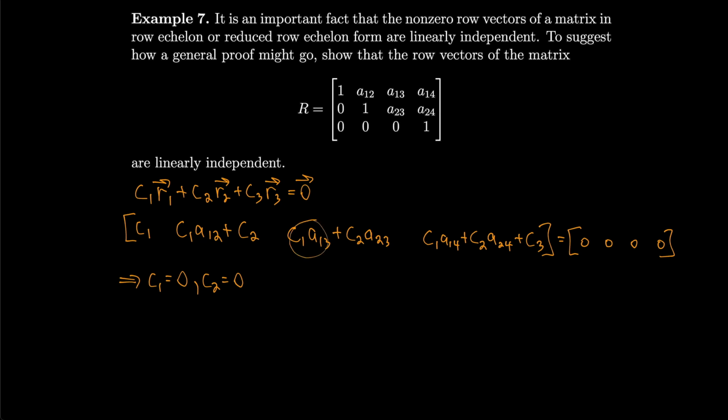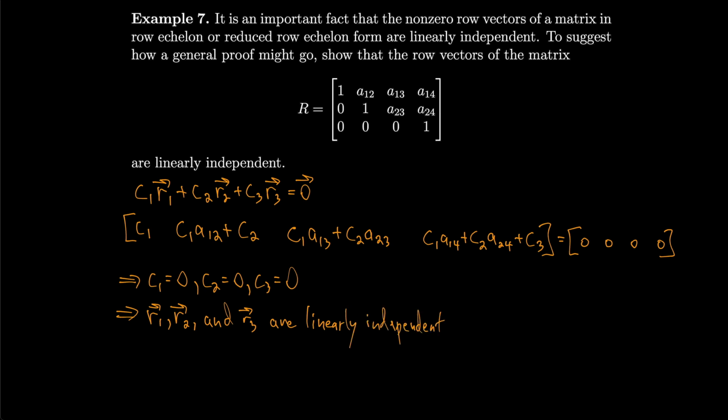And notice if C1 is 0, C2 is 0, oh, well, that's already 0. We don't really get much contribution over there. But over here, we get 0 plus C3 has to be 0. So now we get C3 is 0. Okay, so the rows are linearly independent. We get R1, R2, and R3 are linearly independent. It's a baddie, but that's okay.